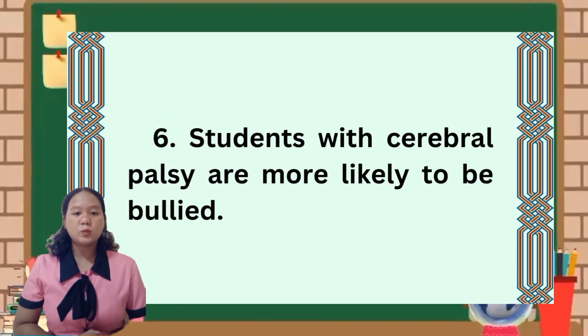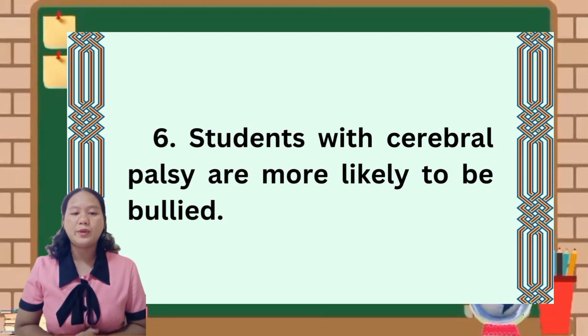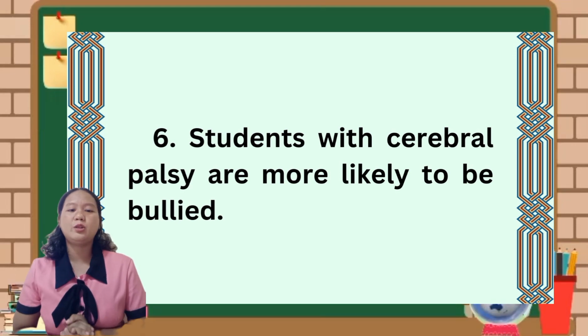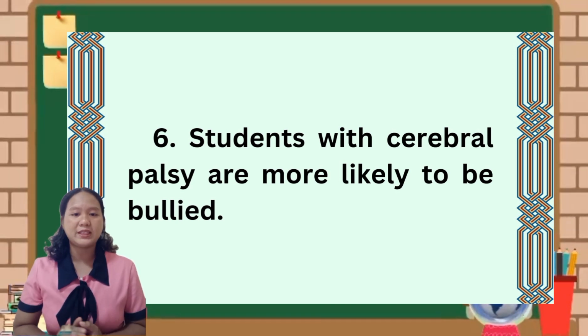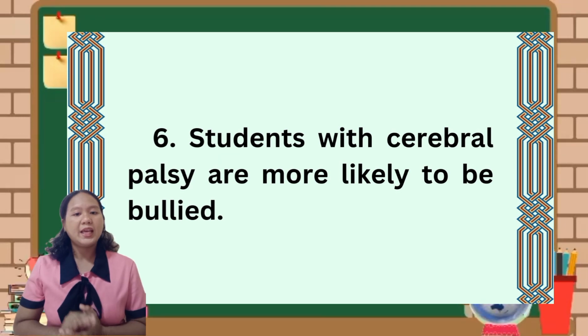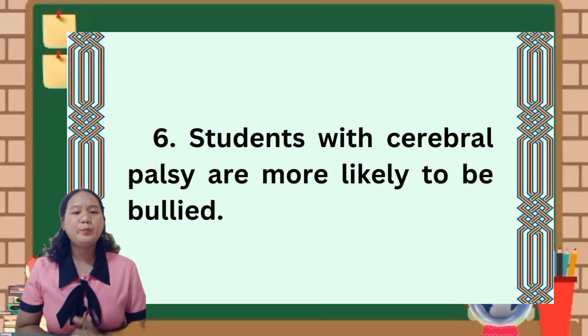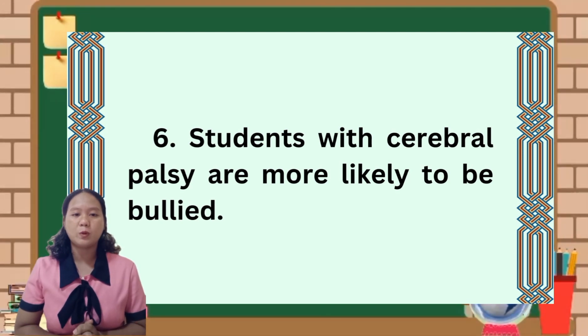The sixth and last one is students with cerebral palsy are more likely to be bullied. A student with cerebral palsy in the classroom. Teachers need even greater awareness of bullying so that they can take steps to prevent it or to intervene. Important things that teachers can do include establishing and enforcing rules in the classroom, intervening immediately when bullying is observed, and getting parents and administrators involved.